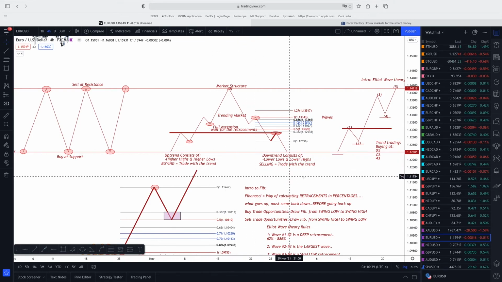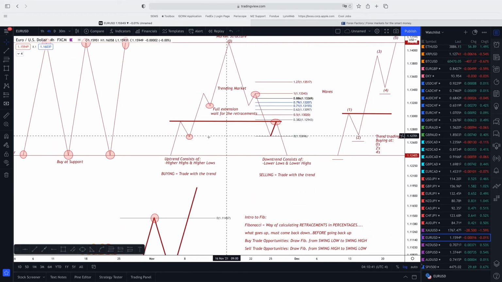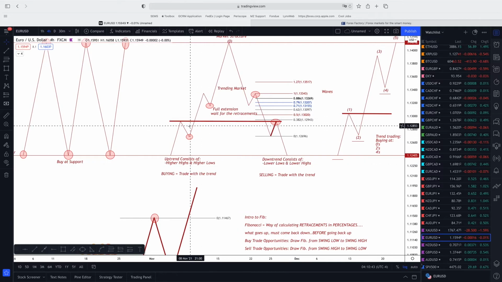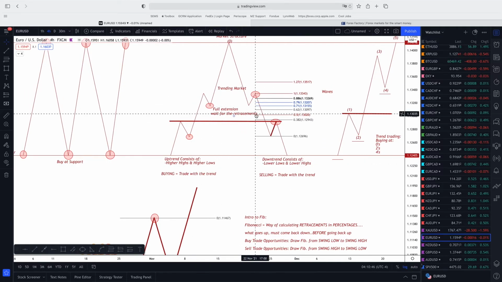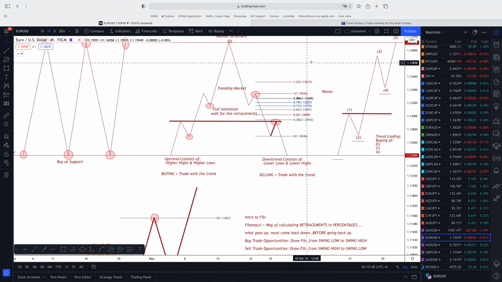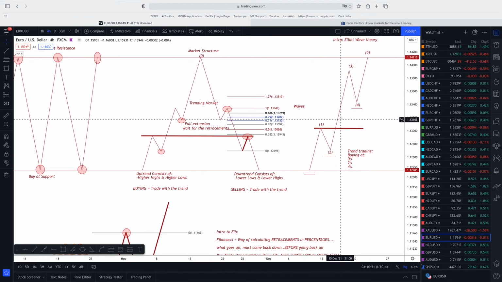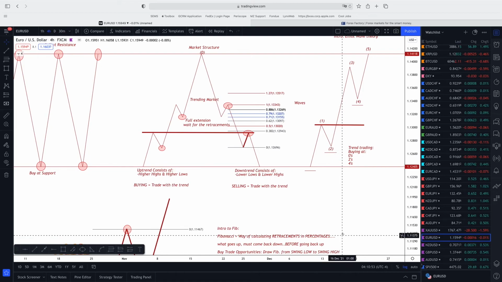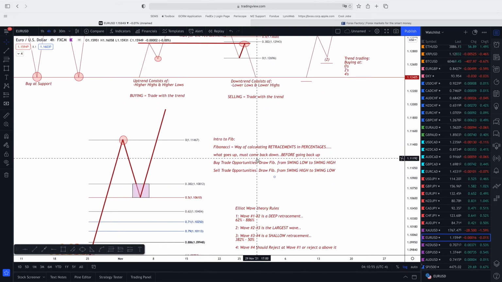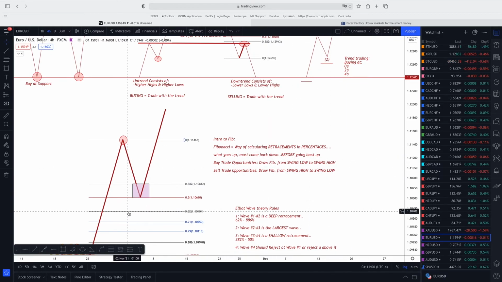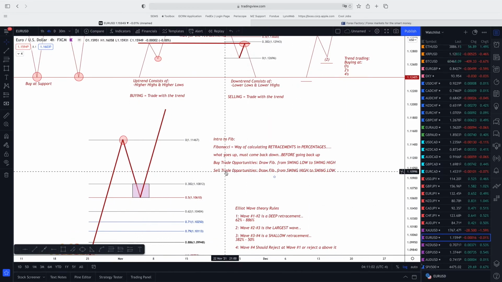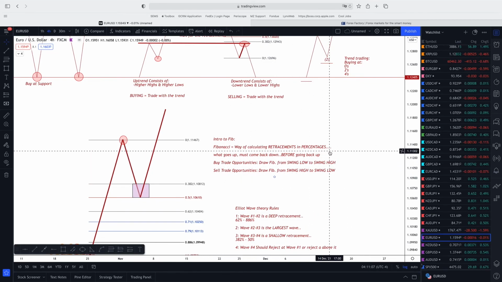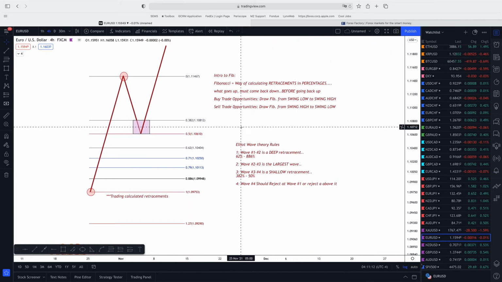We went over trends, like trend trading, uptrend, downtrend, higher highs, higher lows, lower highs, market structure, intro to Elliott wave theory, the 5-wave count, intro to Fibonacci, which is a way of calculating retracements and percentages. What goes up must come back down before going back up. How to draw the Fibonacci: buy trades, swing low to swing high; sell trades, swing high to swing low. And the Elliott wave rules, guys.